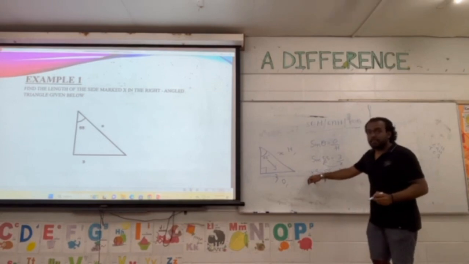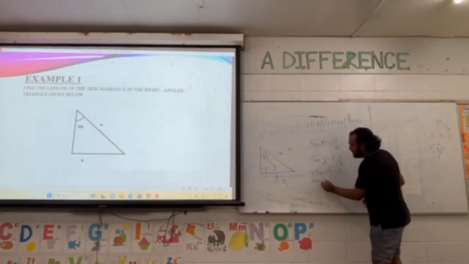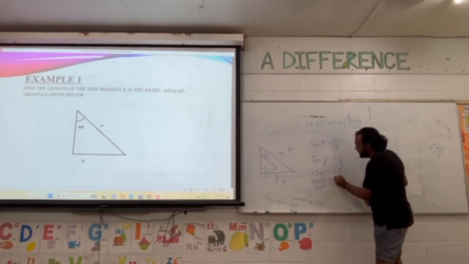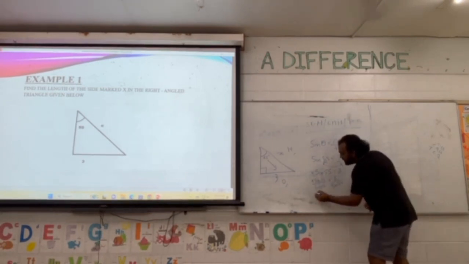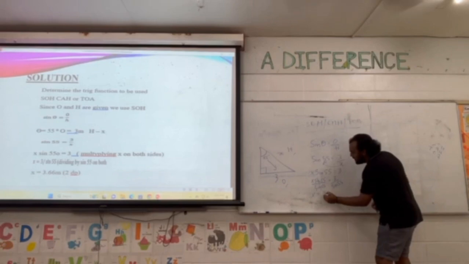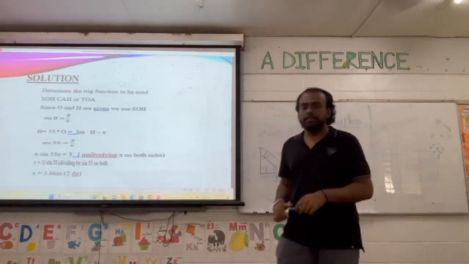Making x the subject of the formula, we'll divide by sine 55. So x sine 55 divided by sine 55 is equal to 3 divided by sine 55. Sine 55 cancels here. So we have x is equal to 3 over sine 55. Now take out your calculators.